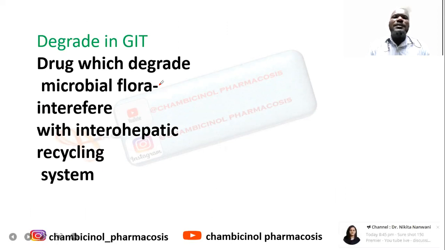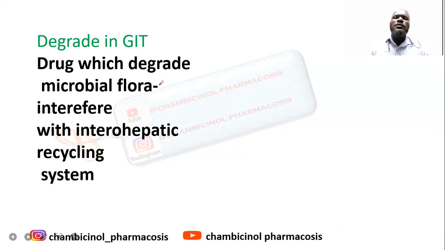Apart from that, in the GIT, there is a possibility for the drug to be degraded. There are different factors that can contribute to the degradation of the drug. We know that in the stomach, we have hydrochloric acid, which is secreted by the parietal cells. Some drugs are acid labile, for example penicillin G.